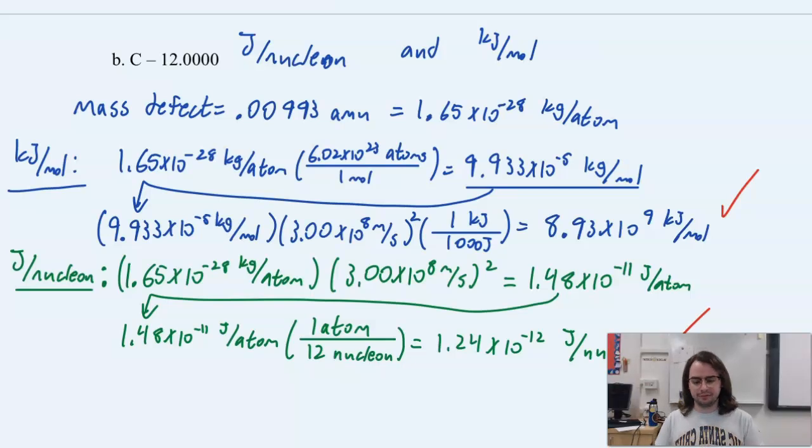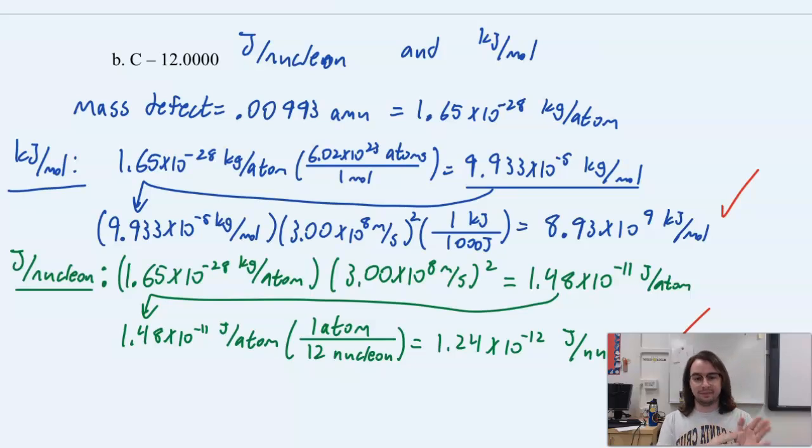Okay, let's walk through. So first thing I do, I don't show this part of the work, but of course you'll have to do it yourself. I add up all the different masses for the different nucleons or subatomic particles to find the mass defect, which is in AMU, which I can convert into kilograms per atom.